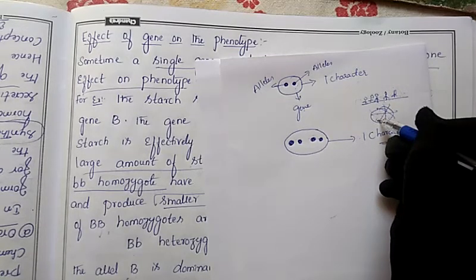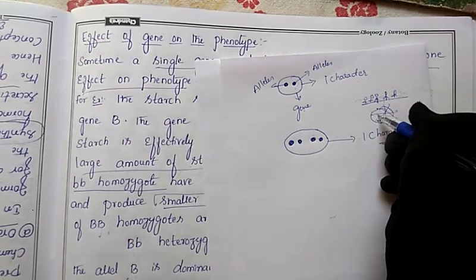Now here, which phenotypic character example have I given here? Cutting of the pumpkin. So this one we have discussed here.